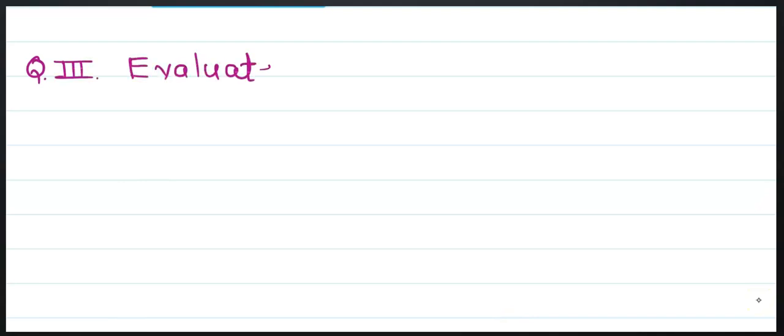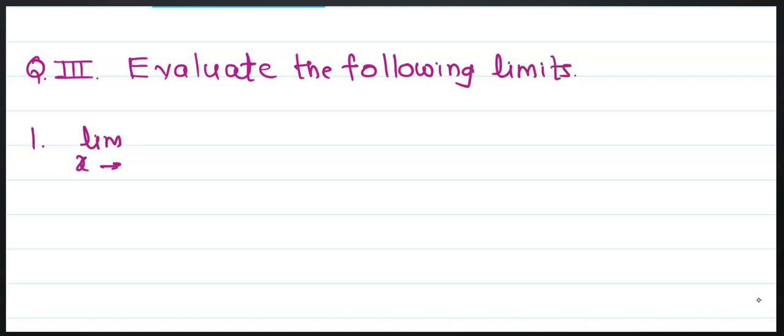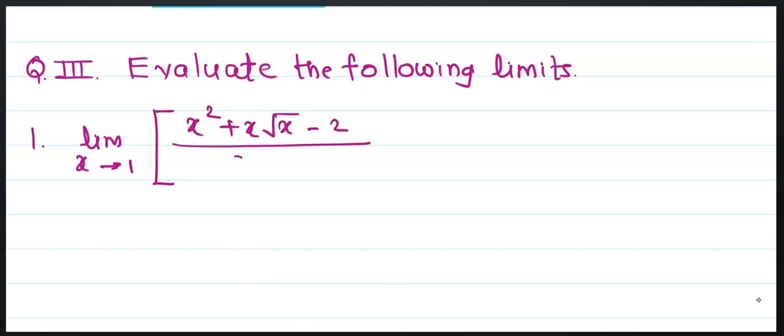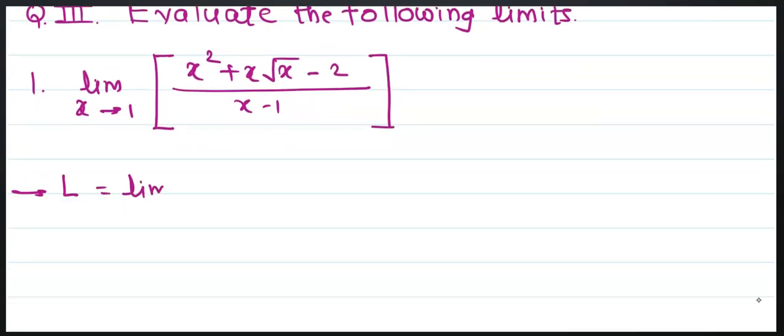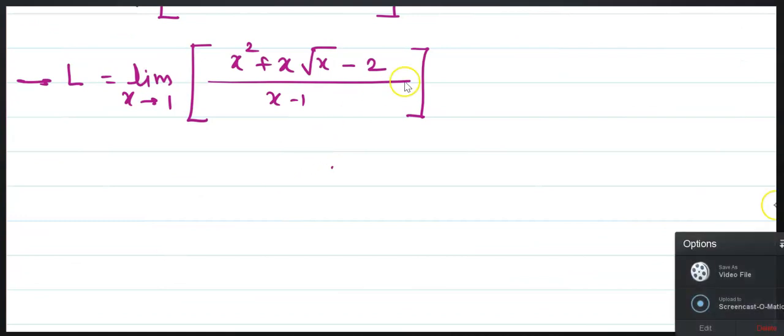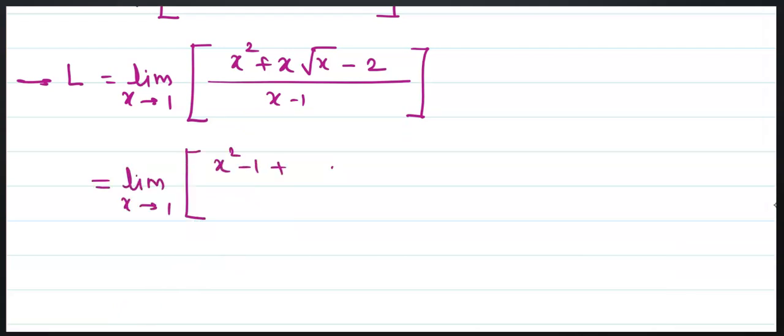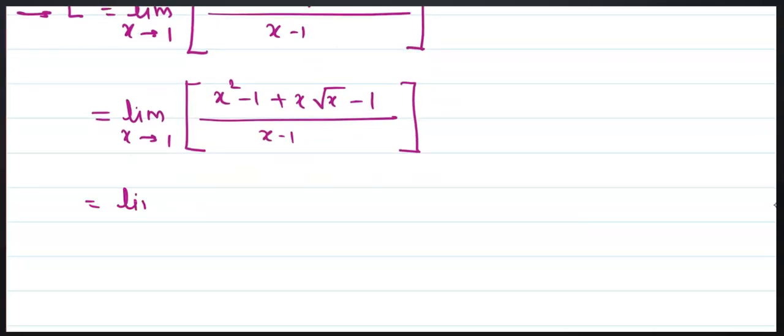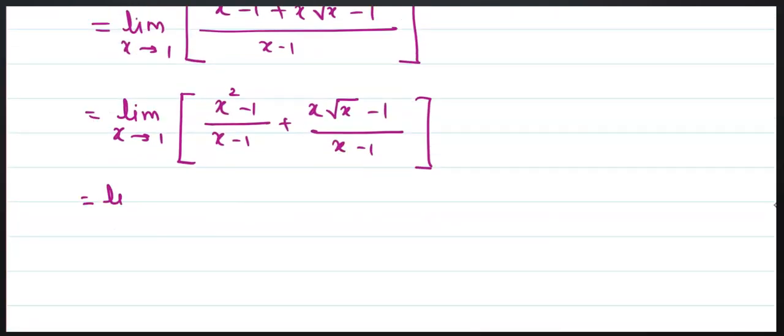Now, question number 3. Evaluate the following limits. That is the limit as x tends to 1 of x square plus x root x minus 2 upon x minus 1. Limit x tends to 1. This is the problem. Therefore, here is a minus 2, 1 minus 1 is here and 1 minus 1 be here, and then we will split up here and take the limit. x root x minus 1 upon x.